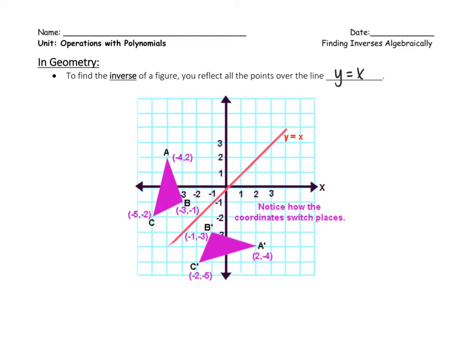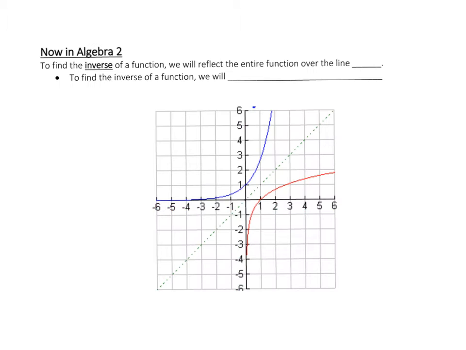So when we find inverses in geometry, we actually switched the xy values. So we switched x and y, okay? In Algebra 2 and also pre-calculus, to find an inverse of a function, we will reflect an entire function over the line y equals x. So we're not actually moving figures, we're moving functions. And to find the inverse of a function, what will we do? We'll switch the x and y values, just like we did in geometry.